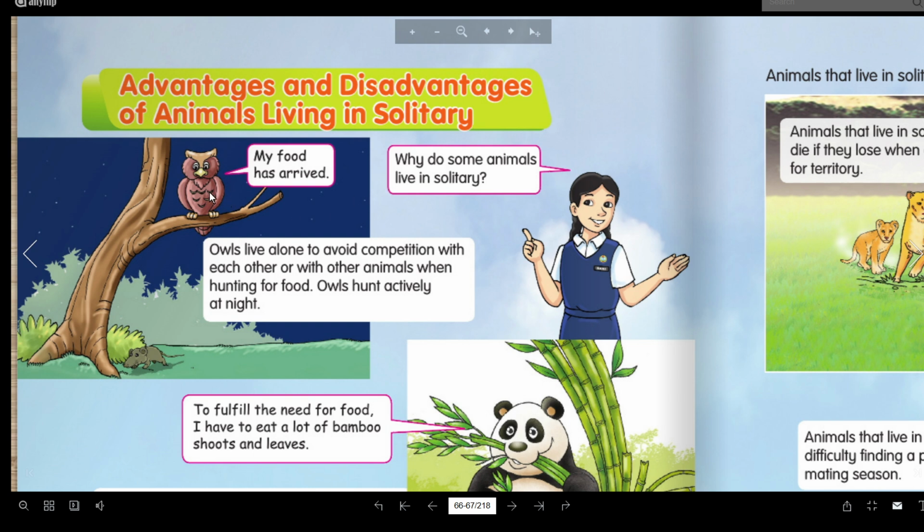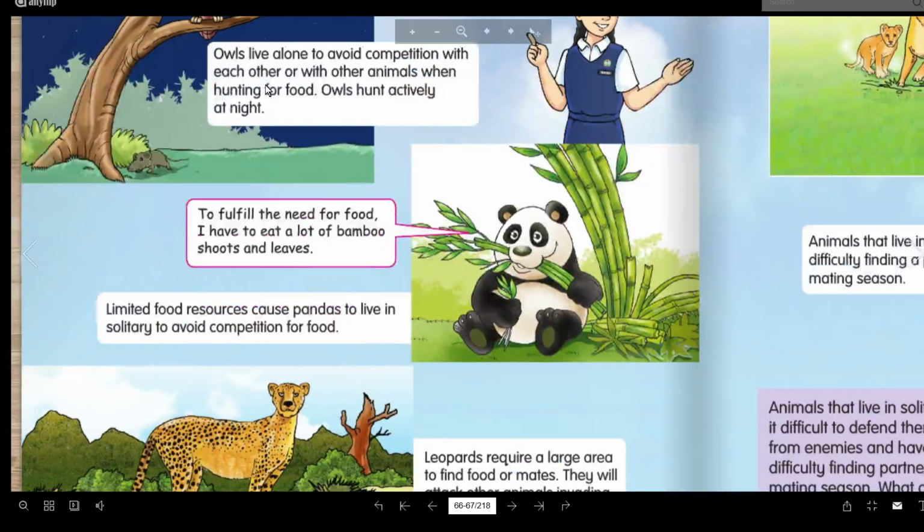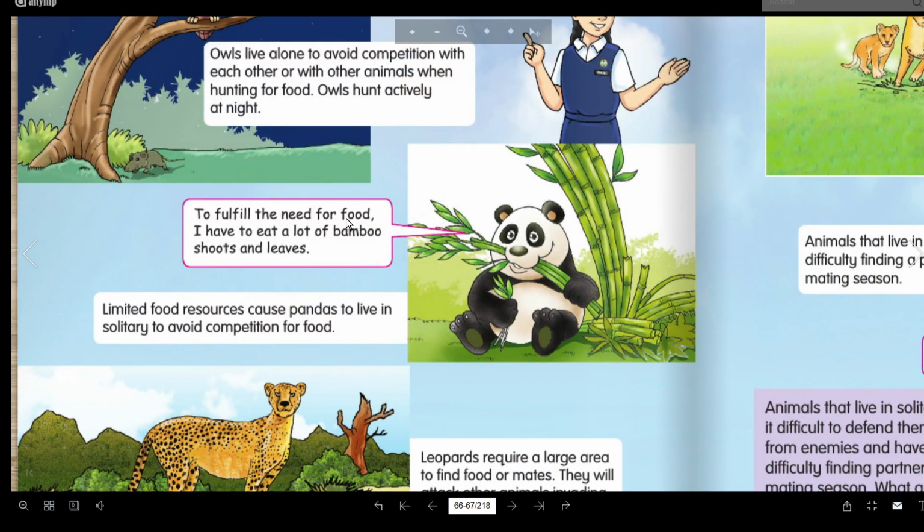So owls live alone to avoid competition with each other or with other animals when they are hunting for food. They hunt actively at night. We know that, right? So there is less competition. This is one of the advantages. Second is, to fulfill the need for food, I have to eat a lot of bamboo shoots and leaves. So we know that resources are limited, right? So limited food resources cause pandas to live in solitary, alone, to avoid competition for food.